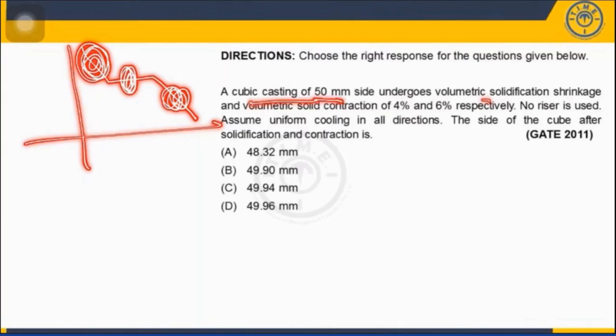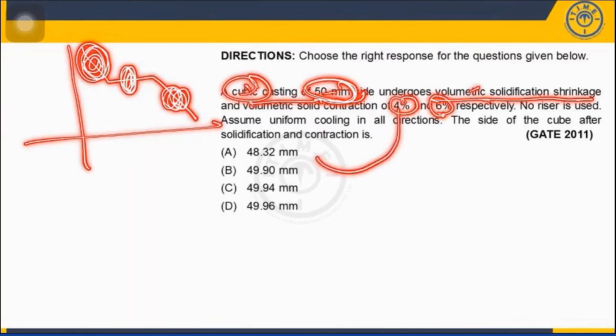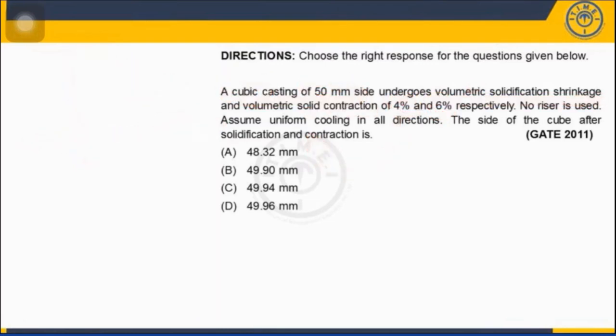A cubical casting, that means a casting having a cube shape, and the size of the cube is given as 50 side, which undergoes solidification, whose percentage of shrinkage is given as 4 and 6%. This 4% belongs to the solidification shrinkage, and solid contraction, meaning solid shrinkage, is given as 6%. No riser is used, because if a riser is used, you can easily compensate this solidification shrinkage. But it is given that no riser is used, assuming uniform cooling in all directions. You have to calculate the side of the cube after the solidification and the contraction.